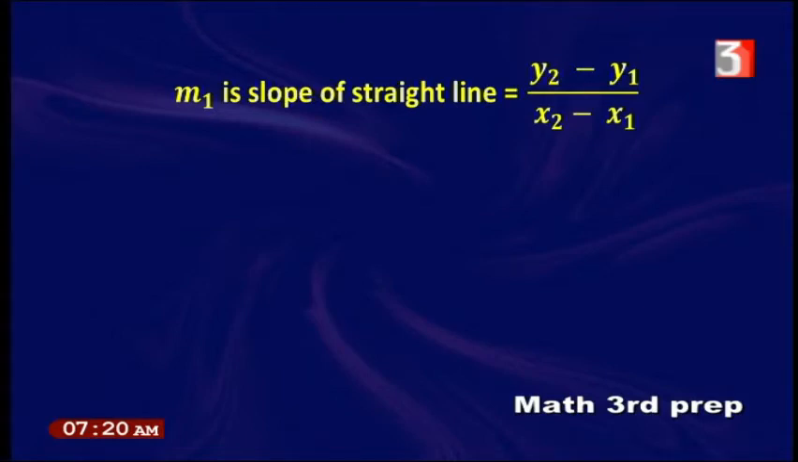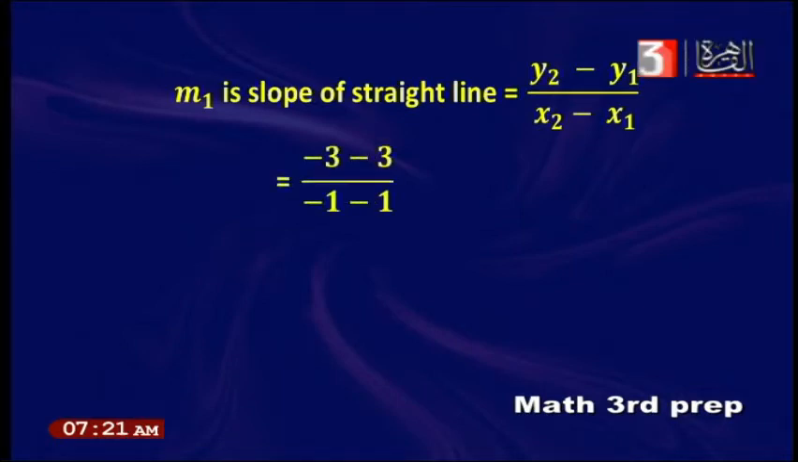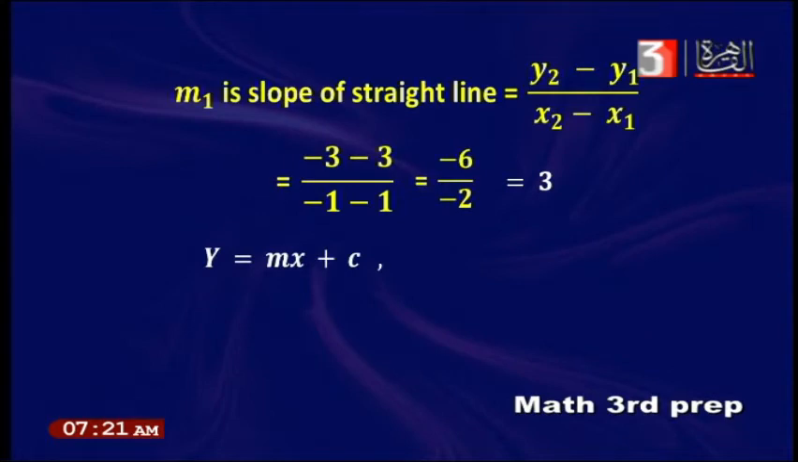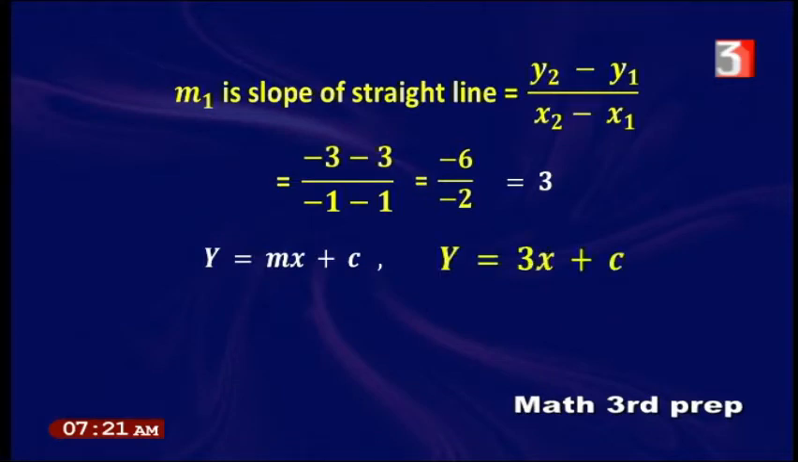By the rule, y2 minus y1 over x2 minus x1. So it is equal to negative 3 minus 3 over negative 1 minus 1 to obtain a result of negative 6 over negative 2, which is equal to 3. Then the slope of this straight line is 3. You have known that y equals mx plus c. By substituting the value of the slope by 3, it is y equals 3x plus c.